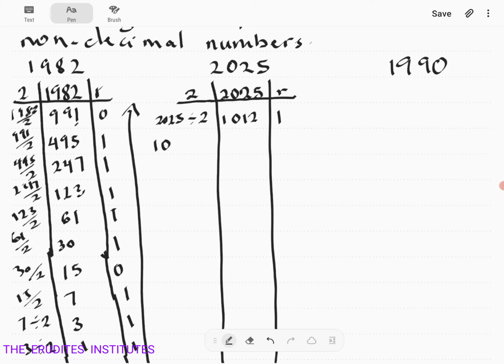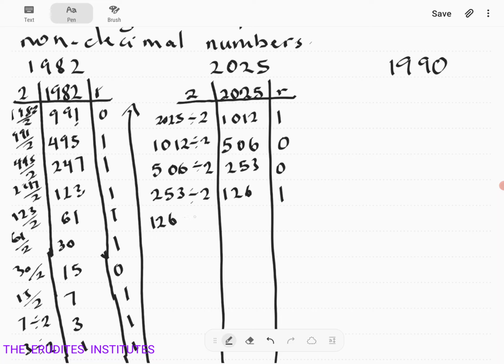Again, 1112 divided by 2. That would give us 506 with a remainder of 0. So 506 divided by 2 would give us 253 with a remainder of 0. 253 divided by 2 would give us 126 with a remainder of 1.